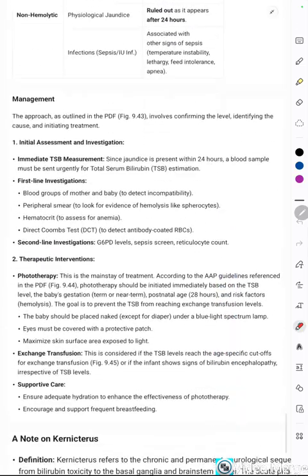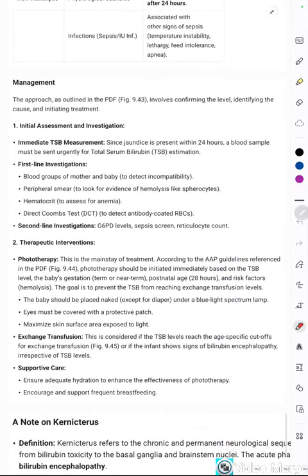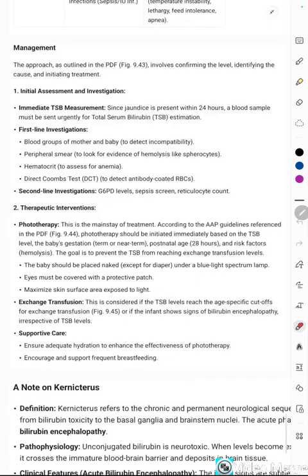The management of this baby will be immediate total serum bilirubin assessment. First line investigation will be the blood group for ABO isoimmunization and Rh isoimmunization. Direct Coombs test can be done. Peripheral smear to look for hemolytic anemia, that is spherocytes and so on. Then hematocrit for the anemia. Similarly, the second line investigation can be G6PD levels, and sepsis screen if sepsis is suspected.